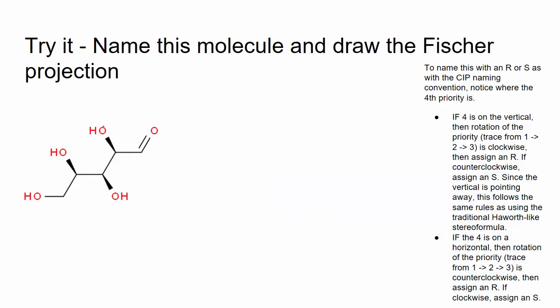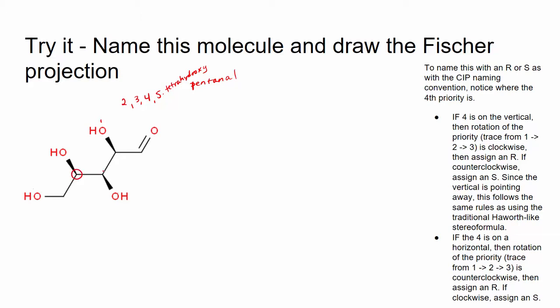So here we want to name this molecule and we want to draw the Fischer projection. So here I'm going to count my carbons first. So I have a pentane. But rather than just a pentane, I have this aldehyde group here on carbon 1. So I'm going to erase the E and add Al. So it's a pentanal. I have 1, 2, 3, 4 alcohol groups. They become a prefix. So this is going to be 2, 3, 4, 5 tetrahydroxy pentanal.